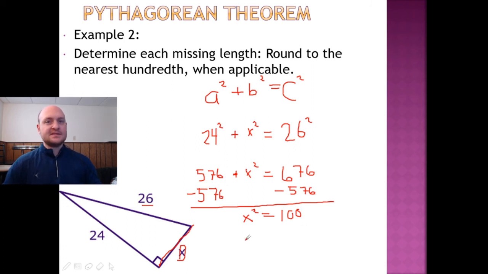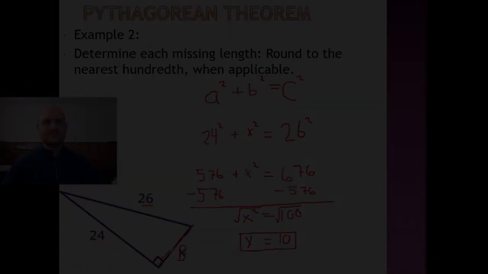Now, x times itself is 100, so what times itself is 100? Well, I can square root both sides. And 10 times 10 is 100, so the answer, x, is 10. Fortunately, that one didn't have any wacky decimals in it, but it did have a subtraction step instead of an adding one. And that's a big deal when we already knew that the hypotenuse was 26.